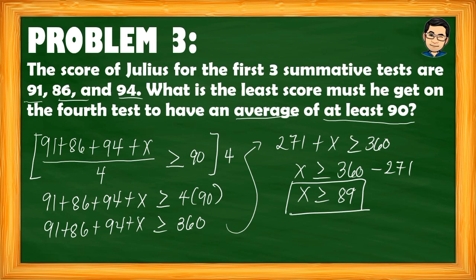So, ibig sabihin, yung pinakamababang score na pwedeng makuha ni Julius dun sa pang-apat niyang exam is 89. Para yung average niya at least 90 pa rin. Okay, so pwede namang maging 90, 91, 92, o kaya maaari namang perfect niyang exam. Okay.